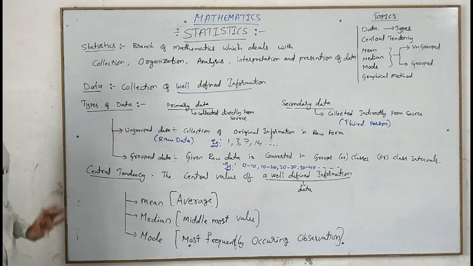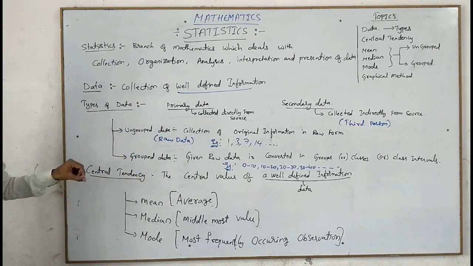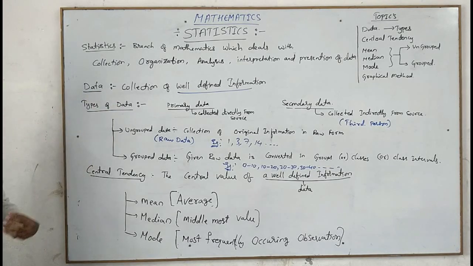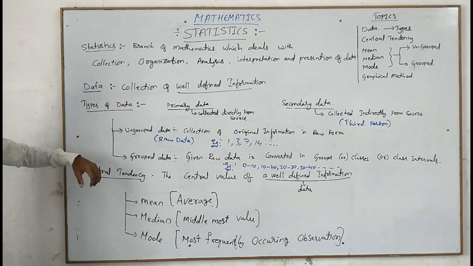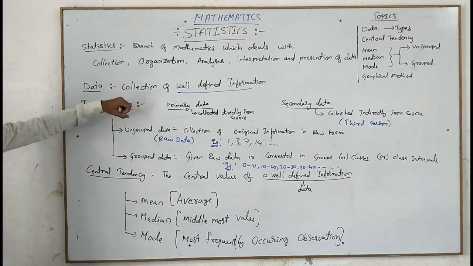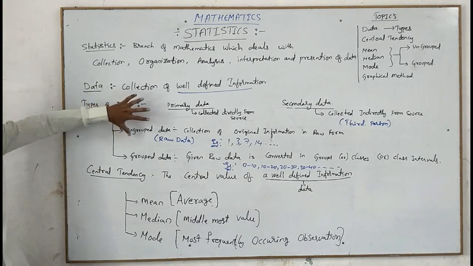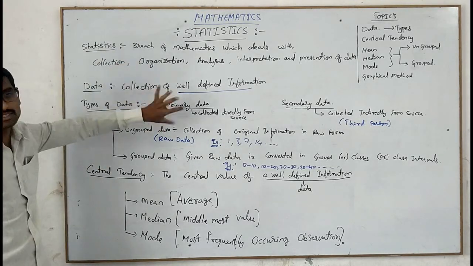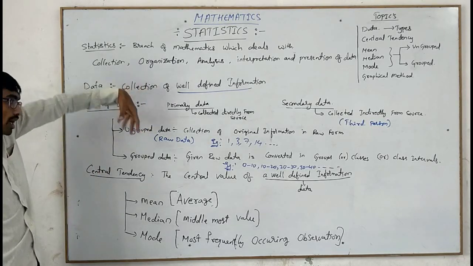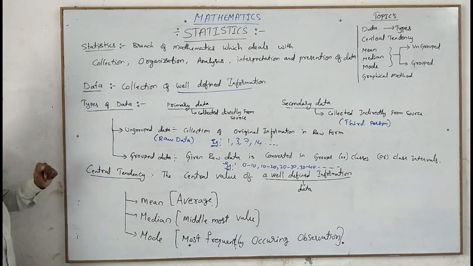Now these are all the information which we are collecting. Why are we gathering all this information, and after gathering it what are we doing? We are gathering all this information for finding the central tendency. So what is central tendency?